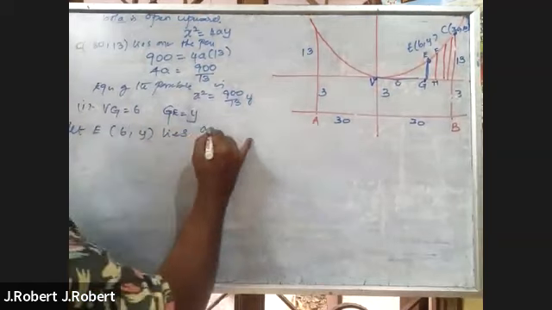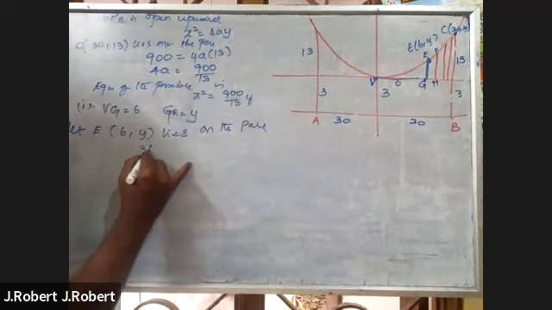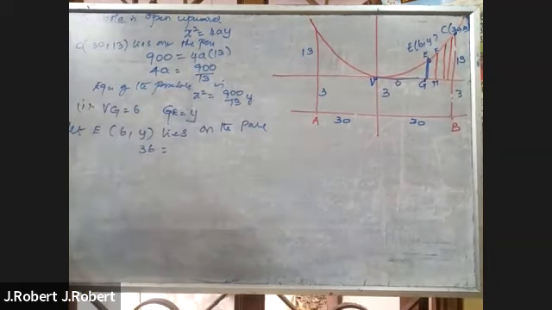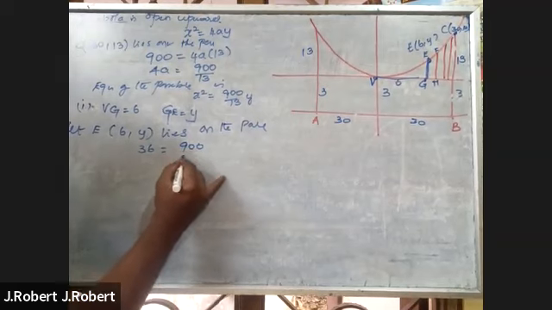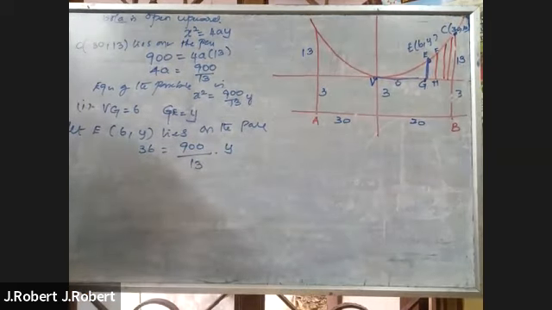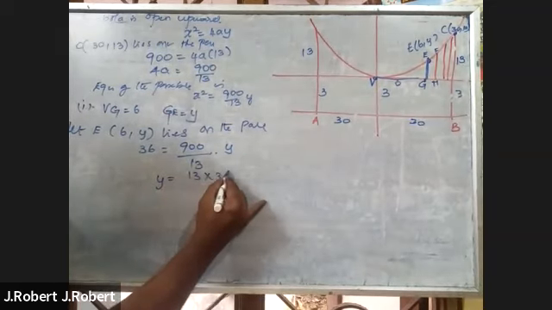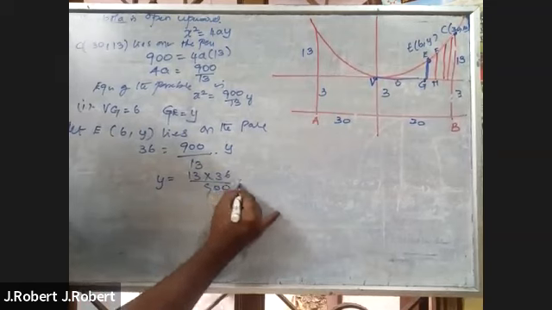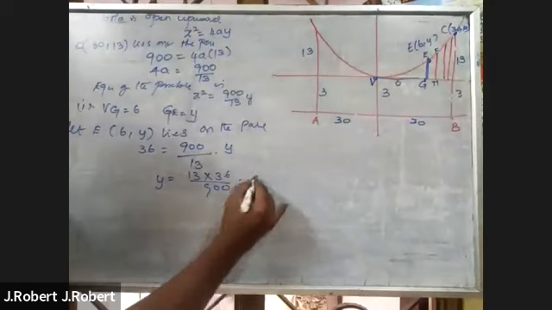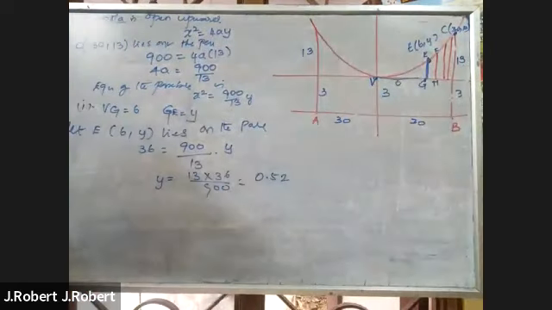lies on the parabola. அப்போ therefore x க்கு பதிலா 6 போடுவீங்க. 6 square which is equals to 36, which is equals to 900 by 13 into y. சரியா? So your y is equals to cross multiplying 13 into 36 divided by 900. இதை simplify பண்ணீங்கன்னா we'll get 0.52. Your y is equals to 0.52.